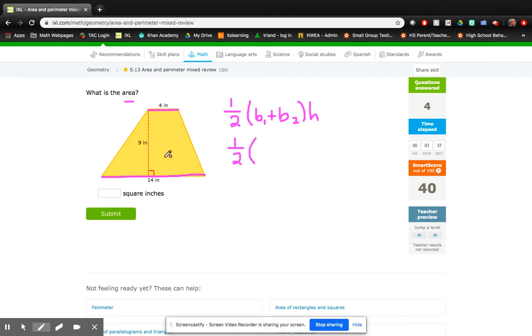So we would say, okay, 14 plus 4, that's 18, times the height of the thing, which would be how tall does it stand, which is 9 in this case. And then half of 18 is 9. And then 9 times 9, that gives me a final answer of 81 square inches.